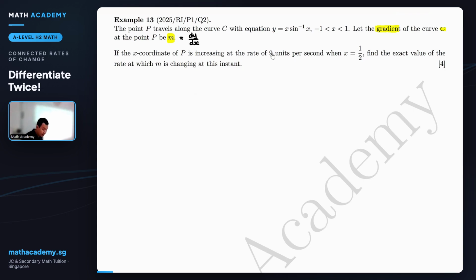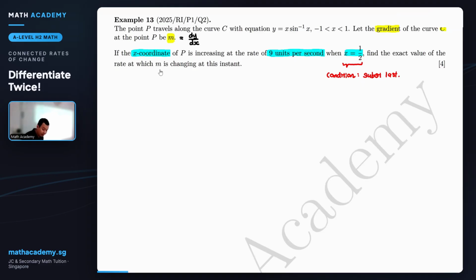They tell us the x coordinate of my point P is increasing at 9 units per second. And that is when x is half. When I read this number, I will tell myself this is a condition. When do we use conditions like this? I should aim to substitute last, not at the first instance. After you have differentiated, then we try to put in half.